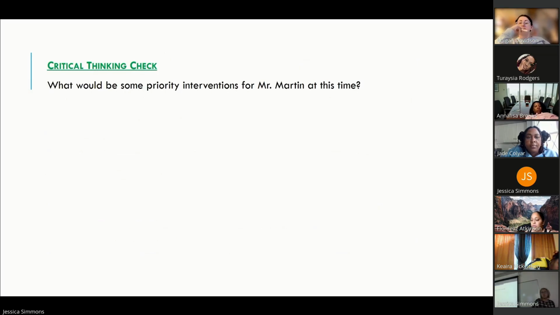Oh, we just talked about this. What would be some priority interventions for Mr. Martin? So oxygen. We need supplemental oxygen. We need to get his fever down. Antipyretic. We need some IV antibiotics for sure.